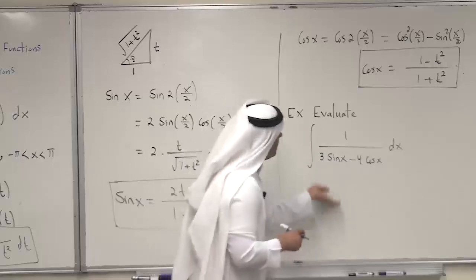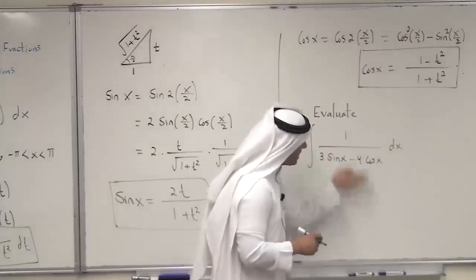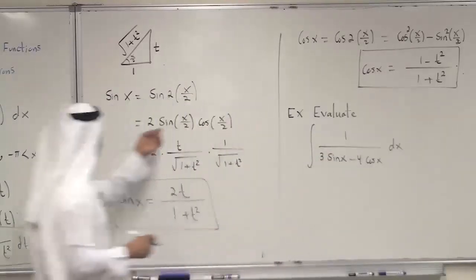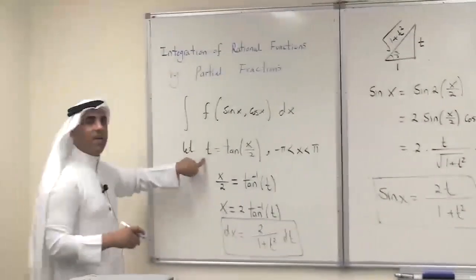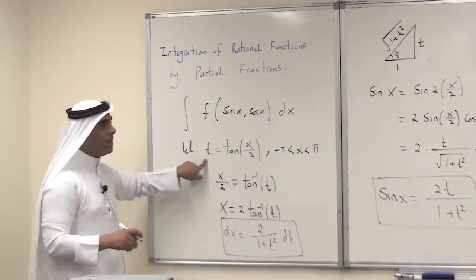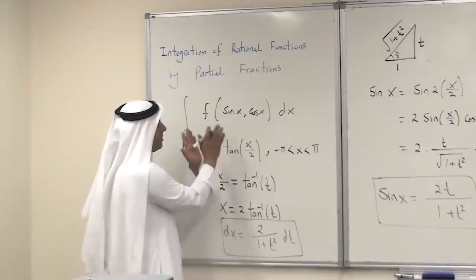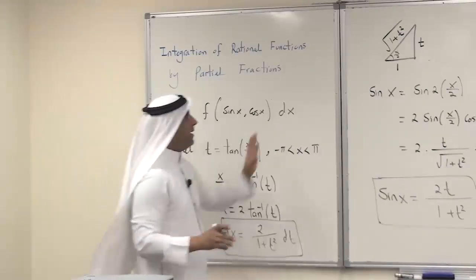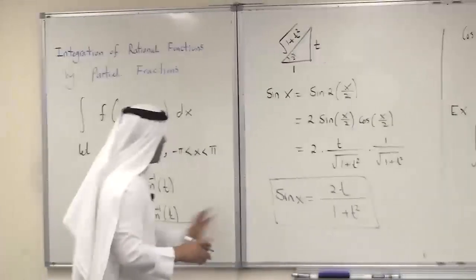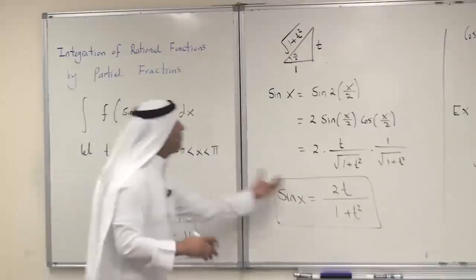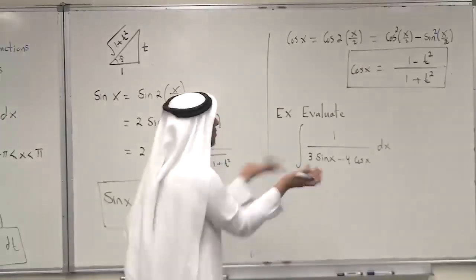If we give up and there is no clear substitution, we seek the help of t equal to tangent x over 2. So what do we need to do? We will let t equal to tangent x over 2. And then, by experience, we will memorize these formulas directly without derivation all the time, and we use them to find the answer.